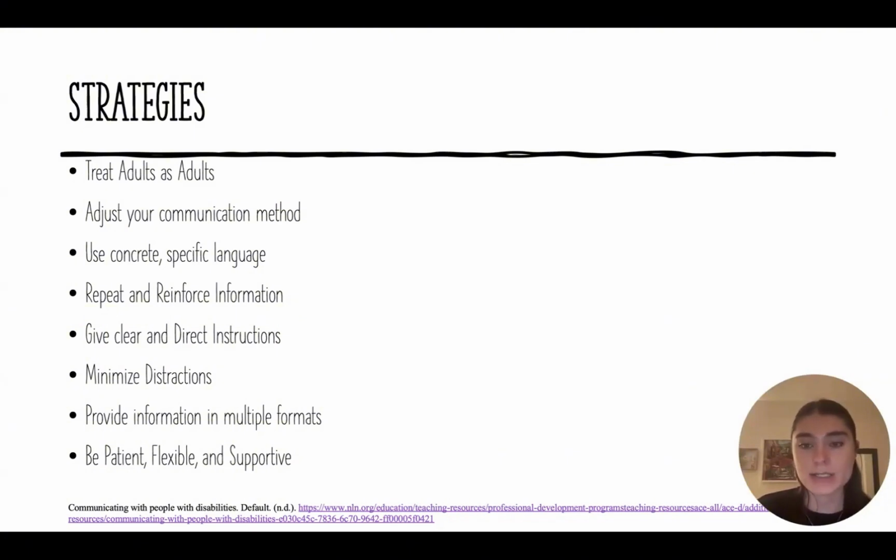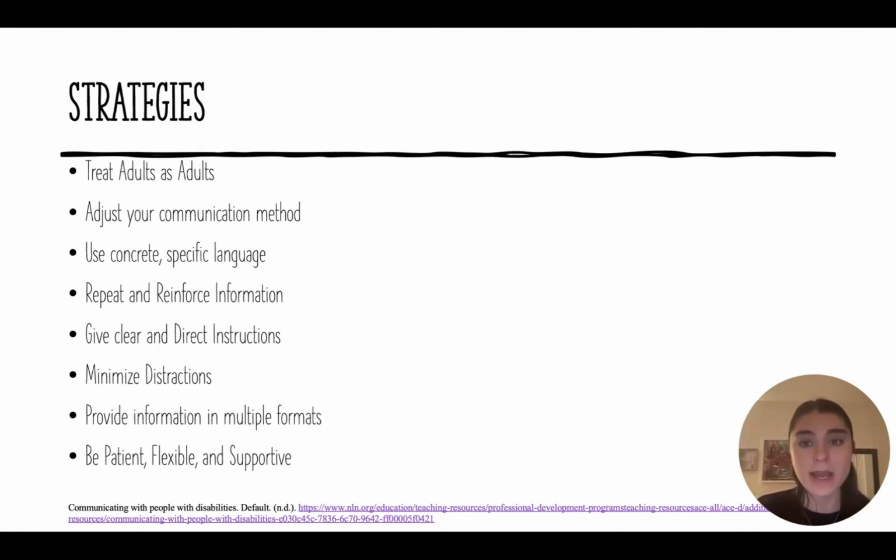The sixth one is to minimize distractions. So try to find a room that's quiet to talk with them in. If there's a TV on in the room, turn that off. We don't want any background noise or distractions, because that can create sensory overload, and we want to be sure that they're understanding everything you're saying to them. It's important to also provide information in multiple formats. Some patients prefer written instructions, while others do better with verbal. So ask the patient what works best for them and then go from there.